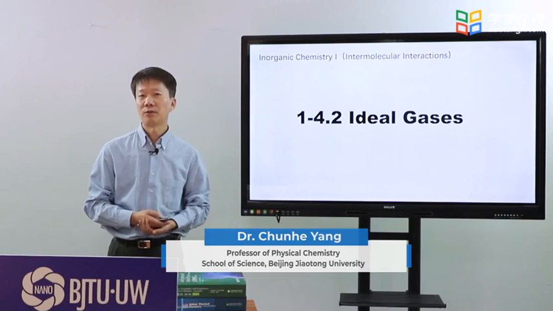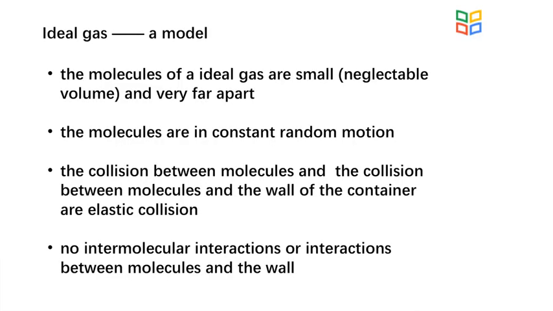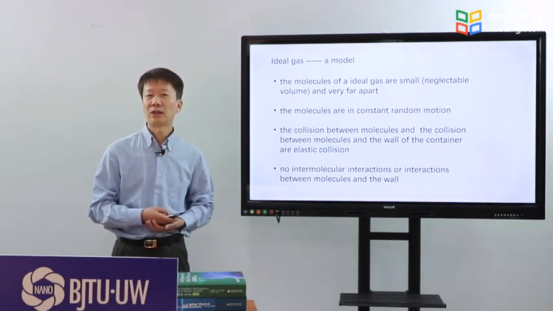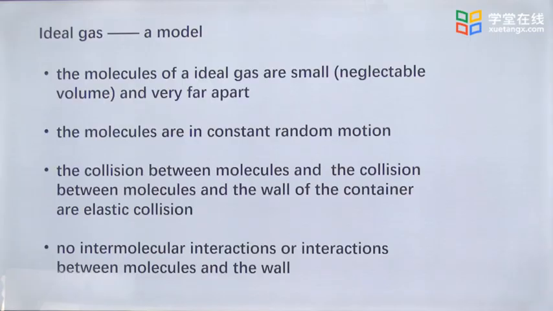Ideal gas is a model to simplify the problems with gas behavior. In this model, the gas molecules of an ideal gas are assumed to be small enough, with negligible volume, and very far apart. The molecules are in constant random motion. The collisions between molecules, and between the molecules and the wall of the container, are elastic collisions. There are no intermolecular interactions or interactions between molecules and the wall.